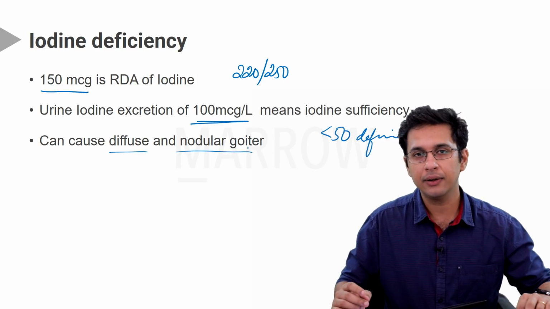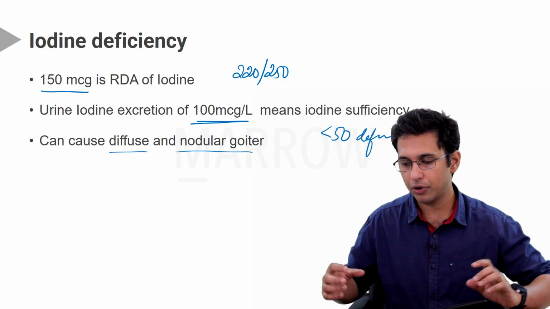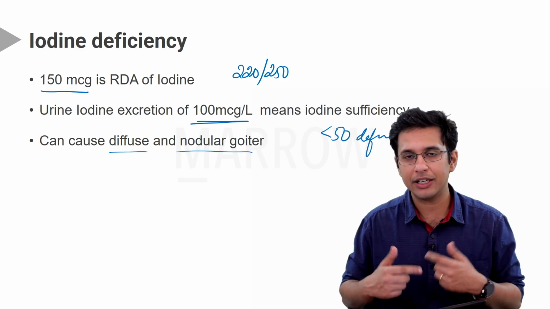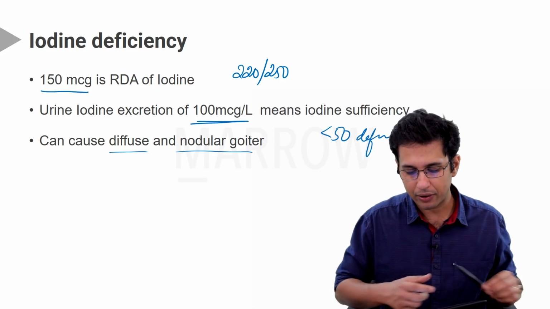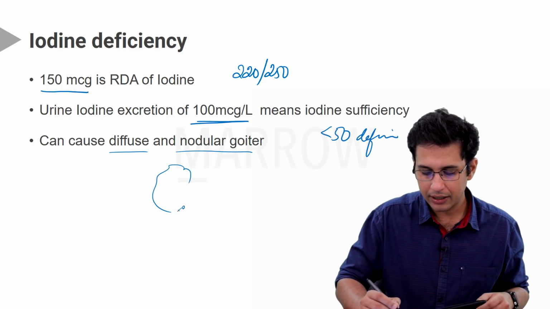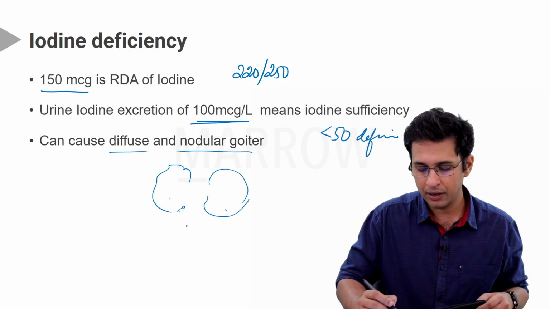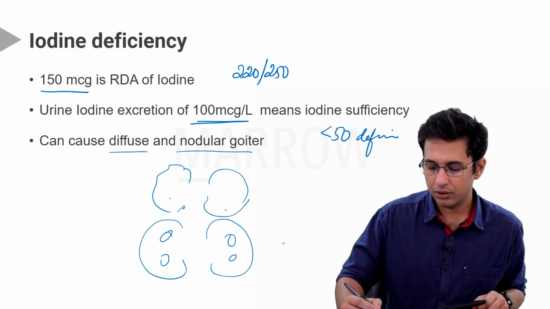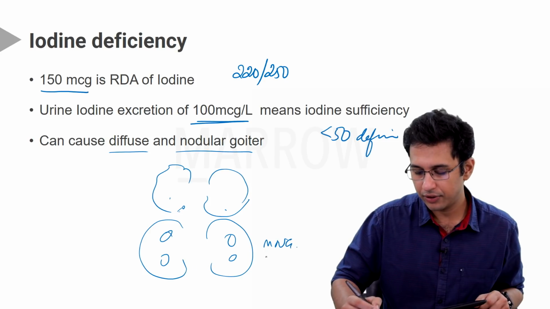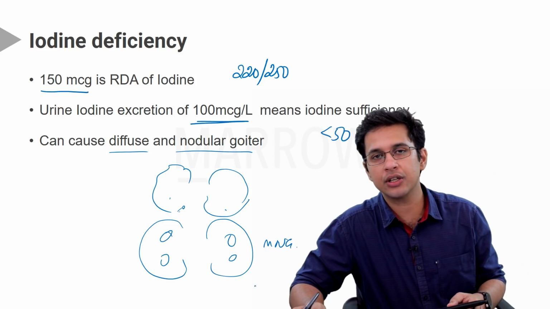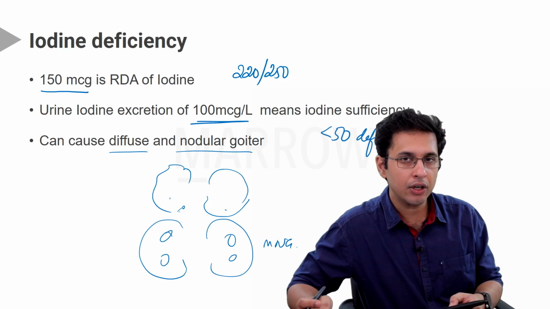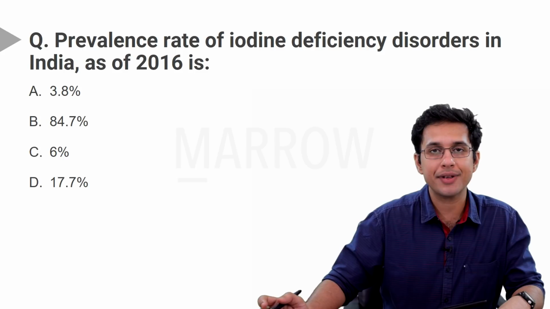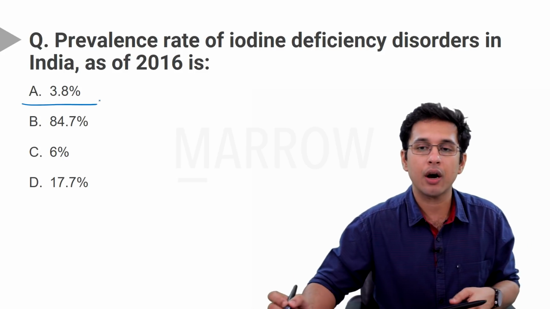If there is a lack of iodine, what will happen? There is reduced T3 and T4, so there is increased TSH. There is an overstimulation by TSH. The thyroid gland enlarges, and then what happens? You end up in a simple goiter. And if the thyroid gland enlarges and there is an architectural distortion, you end up in a multinodular goiter. And if the multinodular goiter loses control and starts producing thyroid hormone by itself, you end up in a toxic MNG. The prevalence rate of iodine deficiency disorders in India as of 2016 is actually 3.8. That's what our Park says.